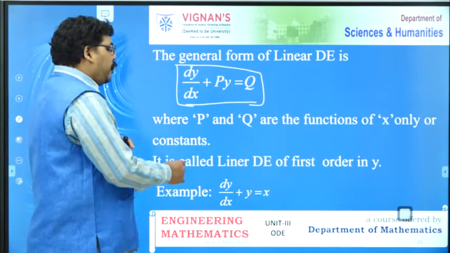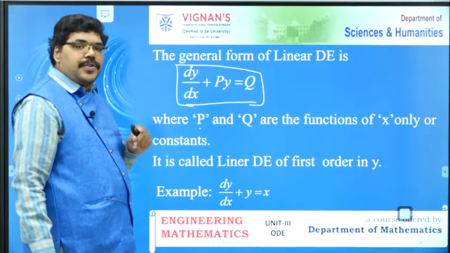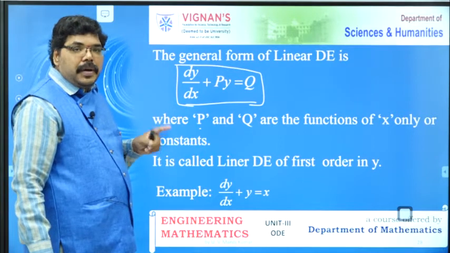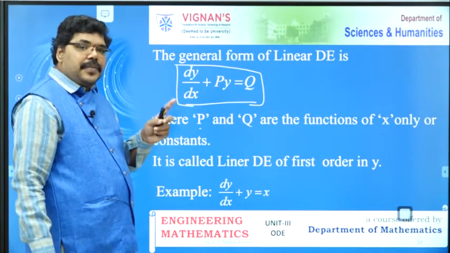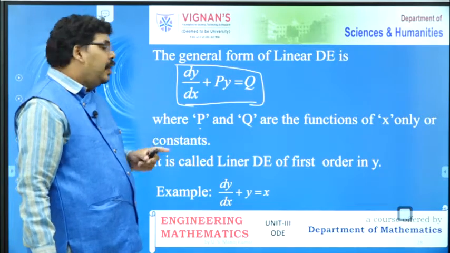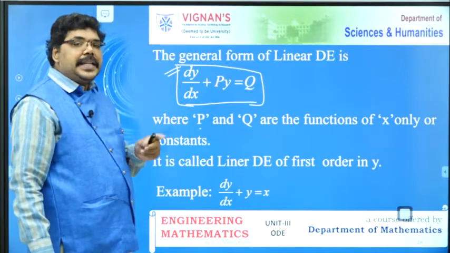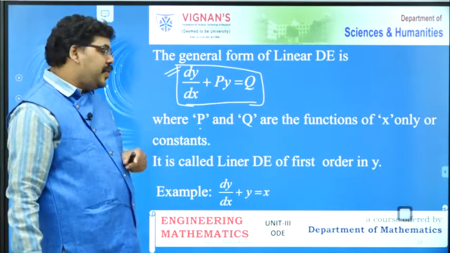What are p and q? P and q are either functions of x or constants. They can be either functions of x or they can be constants. So if the given differential equation is in this form, then it is said to be a linear differential equation.